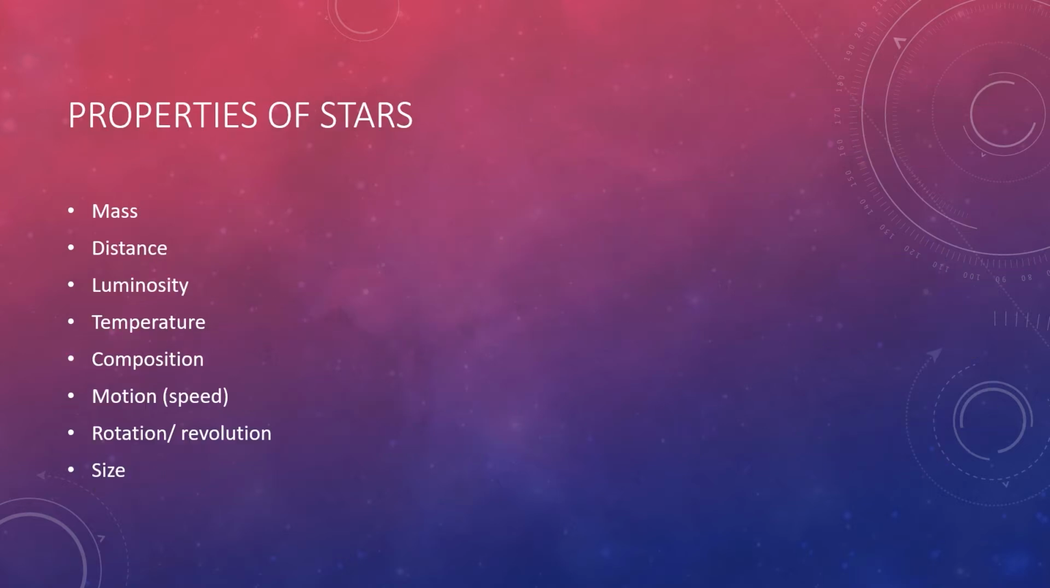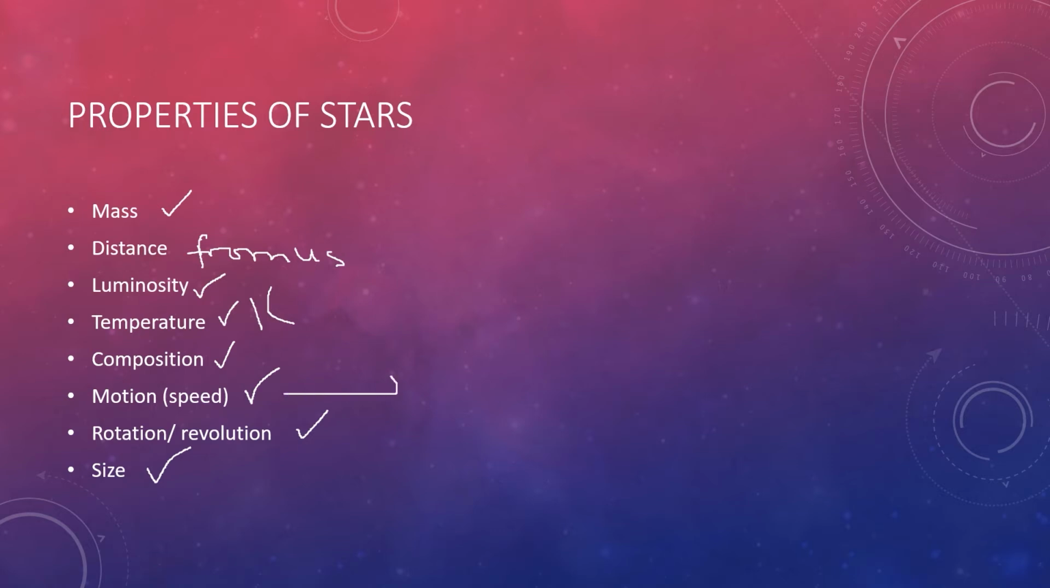Next lecture, we will talk about measuring each of these different properties. But the properties of stars themselves include the mass of the star, the distance the star is from us, a star's luminosity, its temperature in Kelvin, its composition, what's making it. Is it hydrogen, helium? Is there sodium? Is there lead, etc.? The motion or speed of the star: how fast is it rotating? How fast is it moving? In general, the rotation or revolution of the star, and the size of a star.